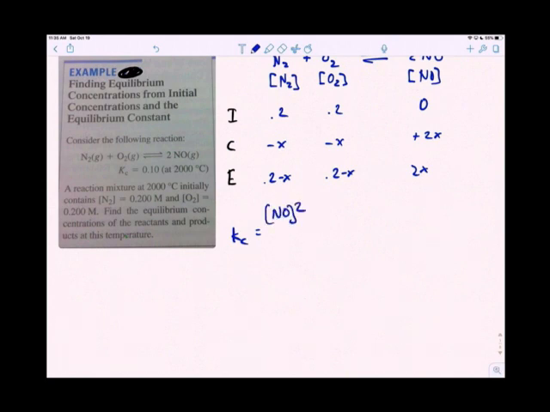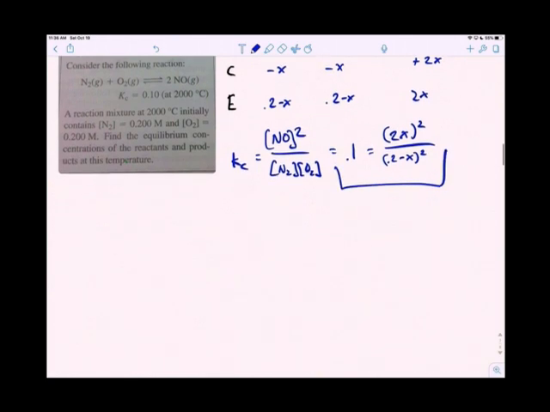So then our Kc, products over reactants, equals [NO] squared all over [N2][O2], right? So what does this equal? This equals 0.1. And from our equations here, we have 2x squared all over 0.2 minus x squared. So now we have one equation, one unknown, and we can solve for it. So let's go ahead and solve for it.